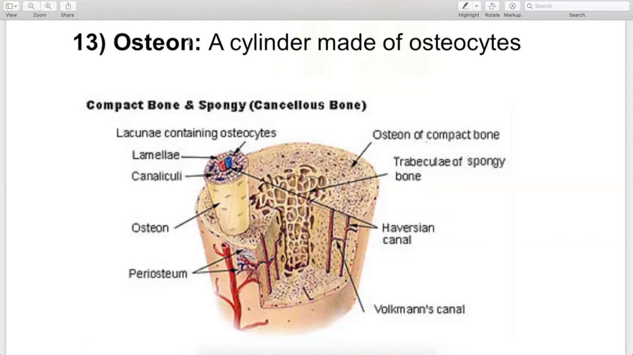And each osteon is hollow. And then in that hollow space, you have blood vessels and nerves. So yes, you actually have blood in your bones. You have nerves in your bones. So if you break a bone, your bones will bleed and it will hurt.